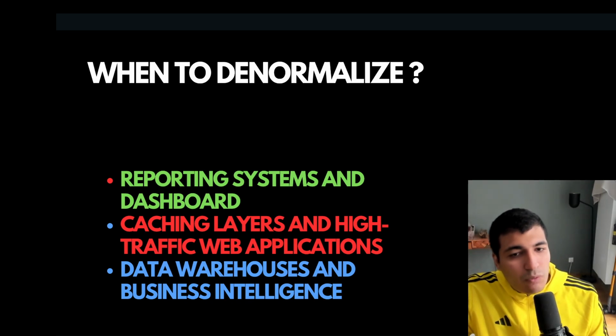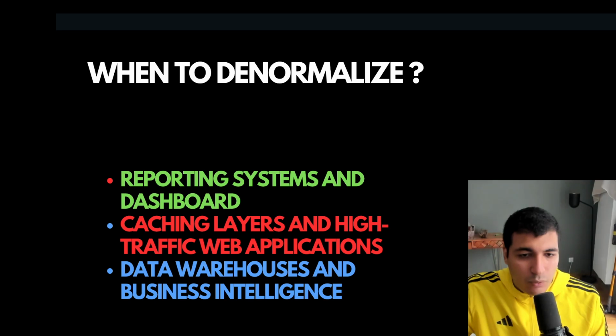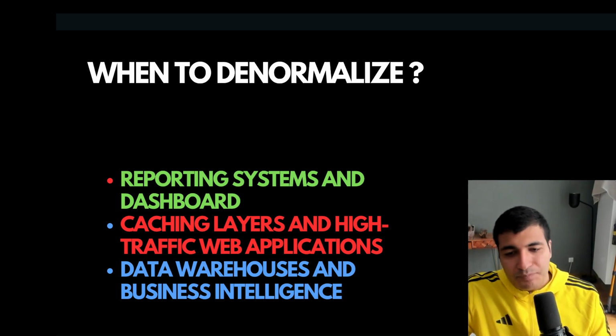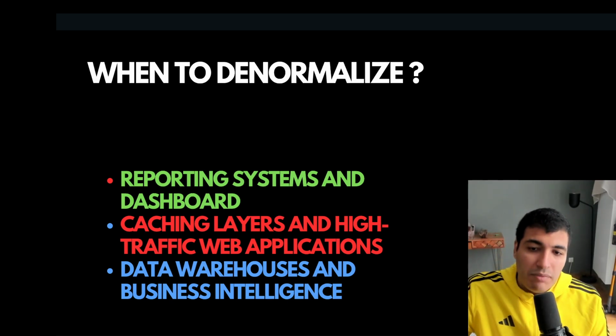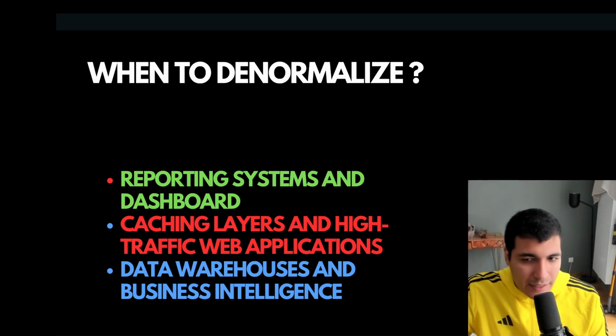Number three, we have data warehouse and business intelligence. In the world of analytics and business intelligence, denormalized schemas like star schemas or snowflake schemas are very common. These are designed especially to simplify and speed up the complex analytic queries that data analysts and the BI tools run, making it easier to slice and dice large historical datasets.